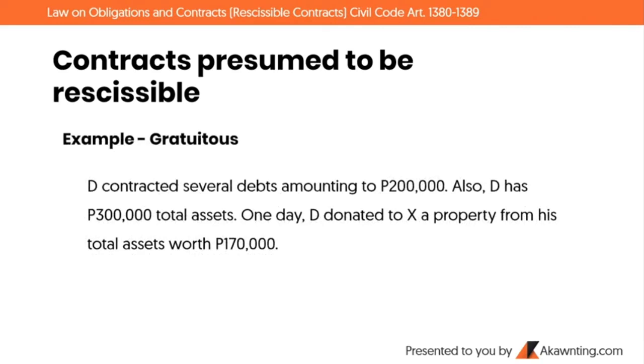So, yung first paragraph muna tayo when we are dealing with gratuitous contract, okay? So, D contracted several debts amounting to 200,000. Also, D has total asset of 300,000. So, kung mapapansin nyo, yung total asset niya, sufficient siya para mabayaran lahat yung utang, which is in total 200,000.